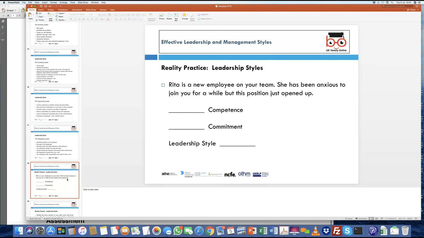Okay, so if you change the context now to competence and then define the leadership style, then competence will lead to either coaching or directing. Delegating. Yeah, delegating.